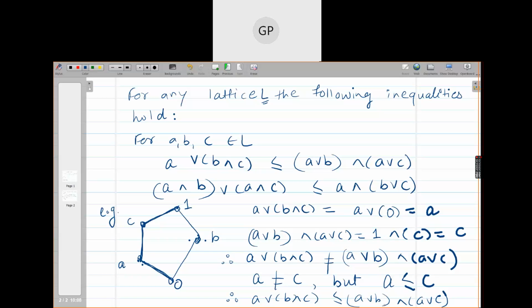Okay? So you can check the other inequality also. This is your homework. Check for this diagram. This is called N5. इस डायग्राम का नाम है N5. Please remember this, N5.